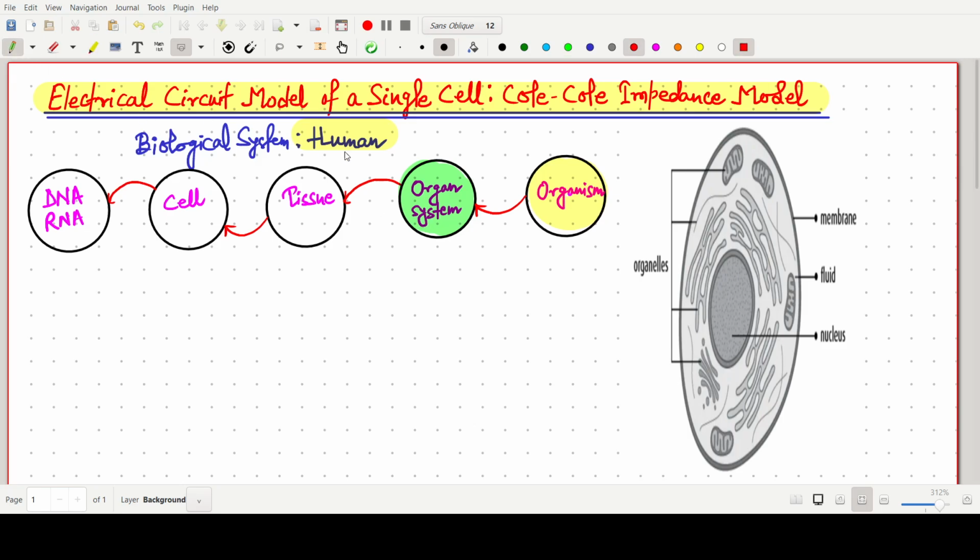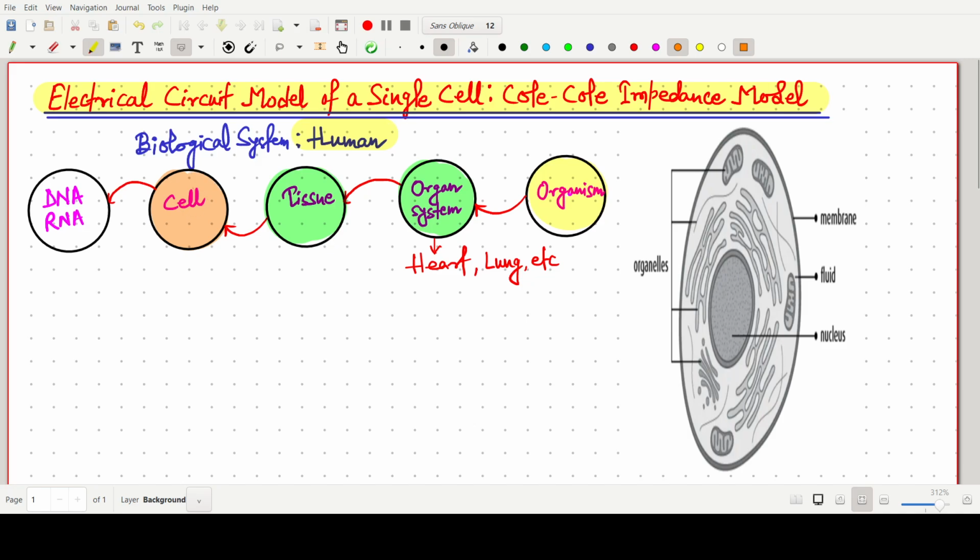So the example may be considered as a heart. An organ system consists of organs, like heart, lung, etc. Brain also we can say is a part of an organ system. Then the organ system has some tissue, and the tissue is formed with the help of so many cells.